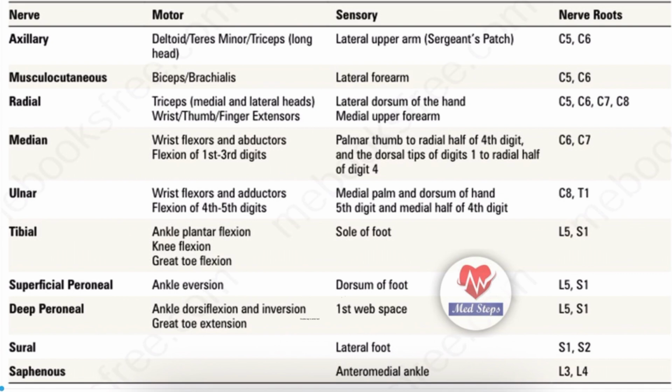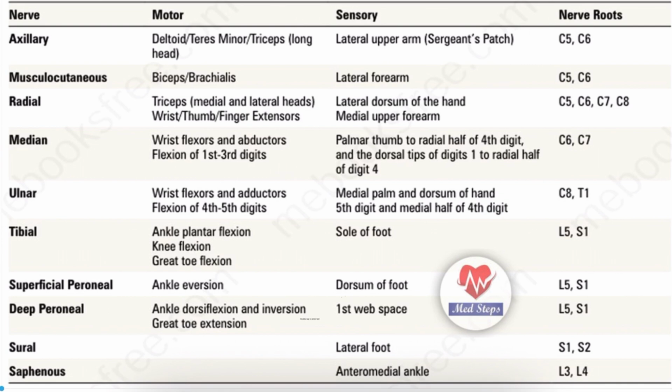But if any damage or compression happens in the upper trunk, we can see Erb's palsy. Erb's palsy is also called waiter's tip, because in the upper trunk we can see the deltoid and biceps paralyzed, and that child or person will get Erb's palsy. Next, in the lower trunk, if any person has a compression or injury, it can lead to Klumpke palsy, that means claw hand. Claw hand means weakness of the intrinsic hand muscles.